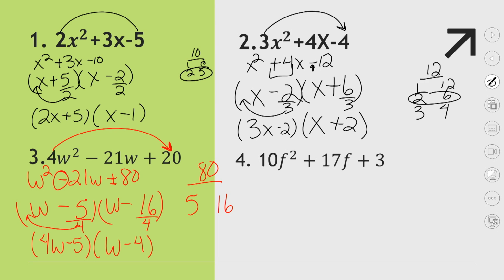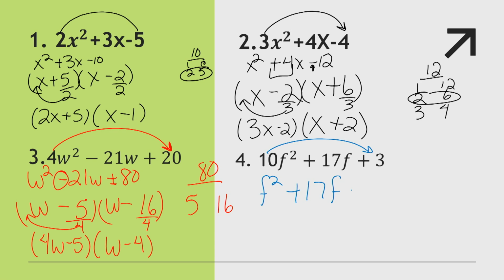Last one. I do not have a greatest common factor, so we're going to jump in to multiplying that a into my c. So I'm going to have f squared plus 17f plus 30. I need factors of 30 that will add to give me 17. Go ahead and use that y equals feature and pull up the table of all of those factors to see which ones we can use. It's going to be 2 and 15. So I'm going to build those binomials.